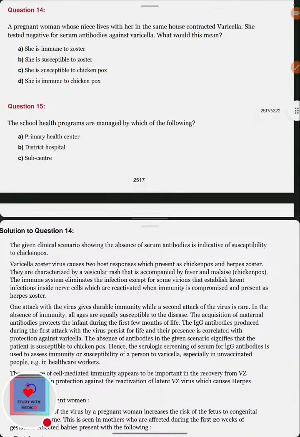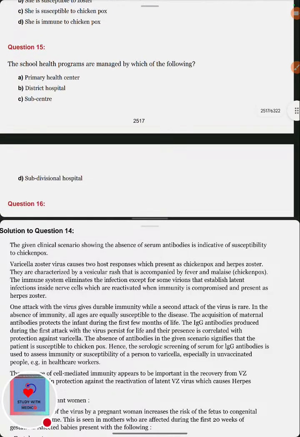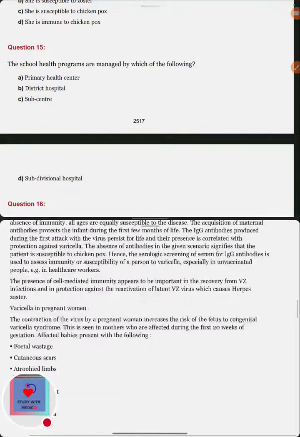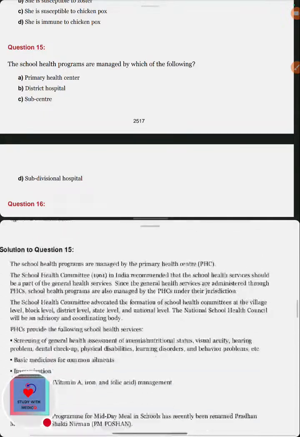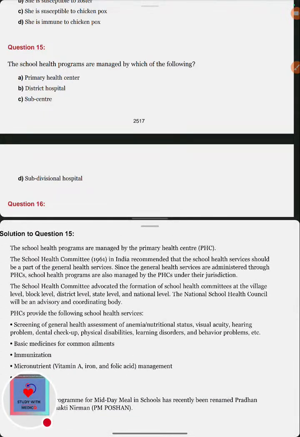The school health programs are managed by which of the following? Primary health center, district hospital, or subdivision center. It is managed by the primary health center.